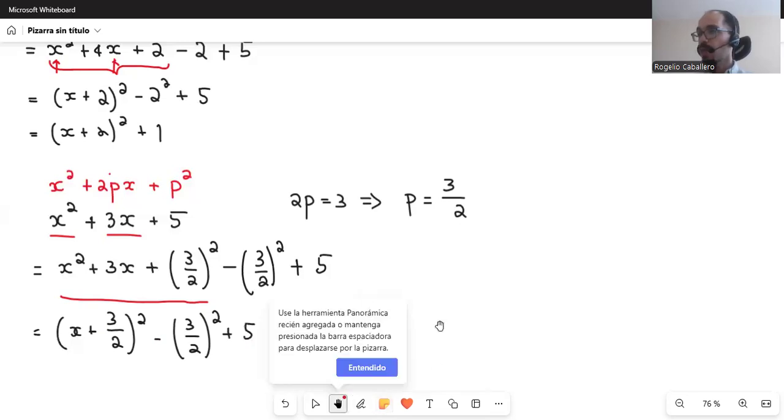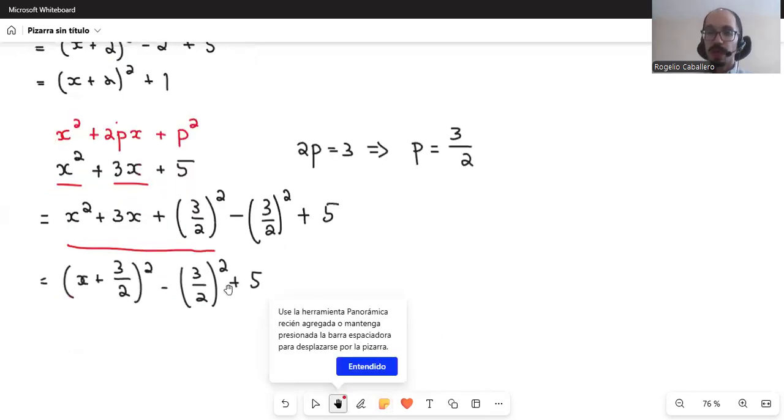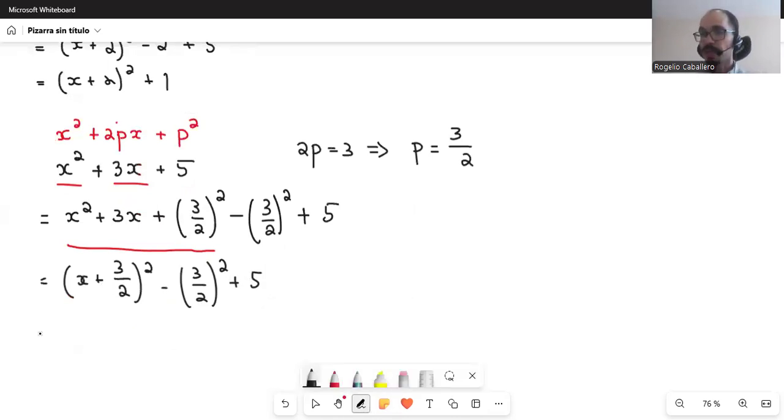Very good. So what am I going to do now? Now I'm going to add the 2 extra terms outside my parentheses. So that's going to be x plus 3 halves squared, and you can check that minus 3 halves squared plus 5 is 11 fourths. And that's it. That's the expression that I was trying to achieve. This is my final result. I have successfully completed the square.